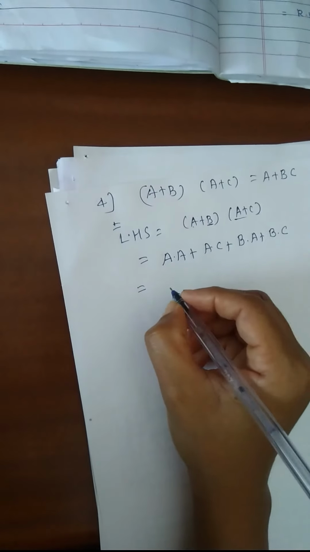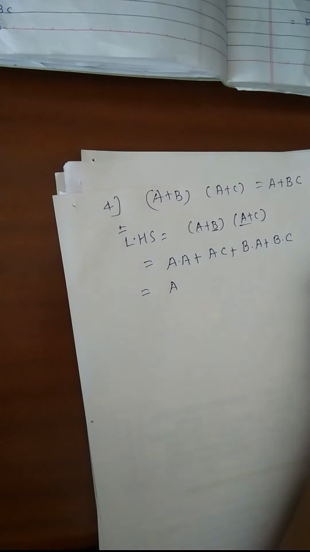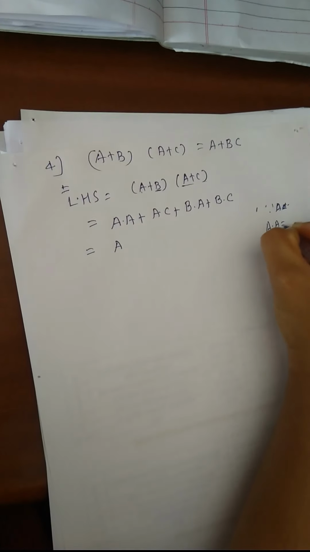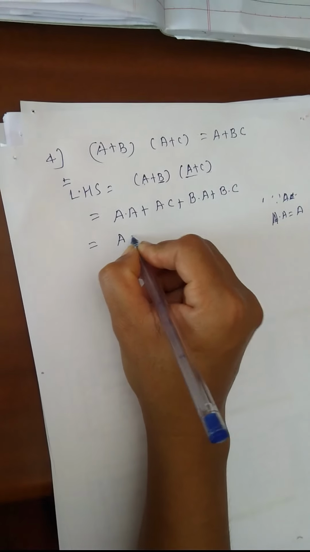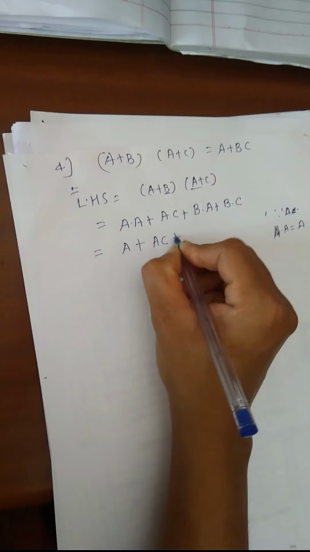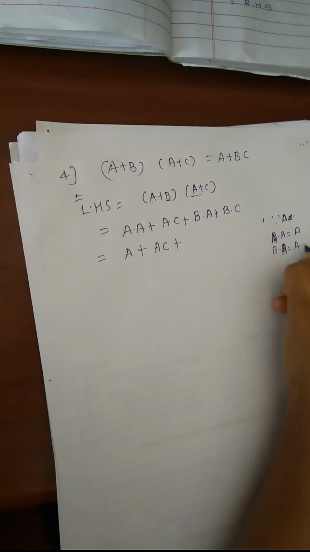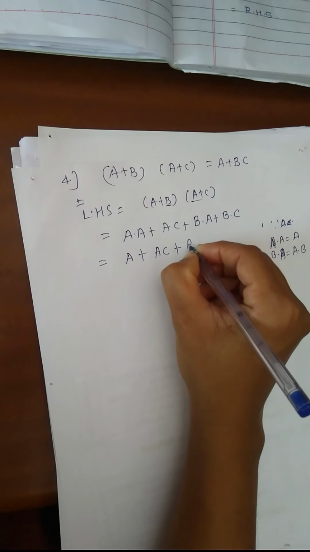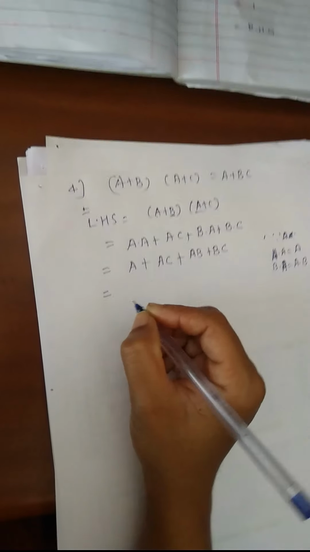Then in this expression we use the laws. A into A, this is the AND law, so this term is A. Next, A into C stays as it is. For B into A, the term is represented as A into B, that is the commutative law. So this term is AB and then BC.